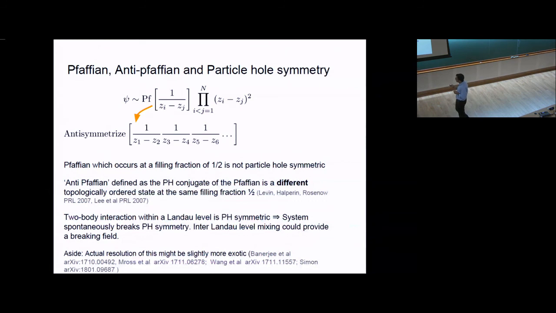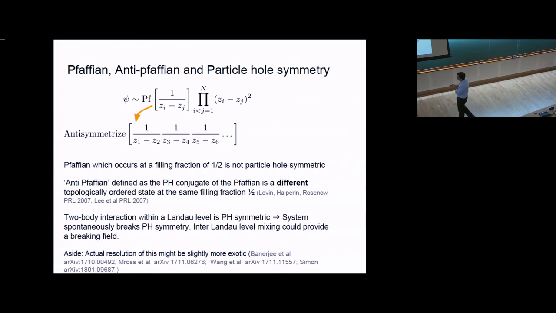The two-body interaction, which should be stabilizing these states, is particle-hole symmetric in a single Landau level, and therefore, since there is a quantum Hall state there, it has to be described by either Pfaffian or anti-Pfaffian. At least that's the simple picture. So there has to be something that breaks the particle-hole symmetry. It was believed that the inter-Landau level scattering from higher Landau levels is what gives the symmetry breaking.